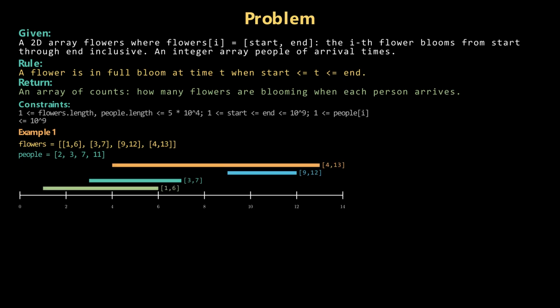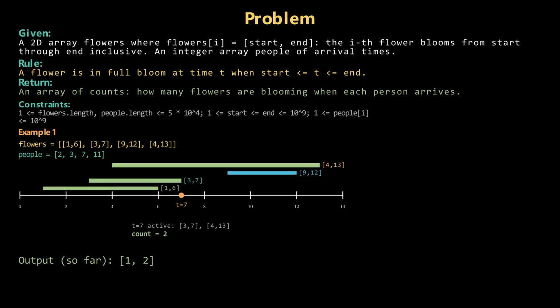Example 1, flowers [1,6], [3,7], [9,12], and [4,13], people arrive at times 2, 3, 7, and 11. Person at time 2, only the bloom from 1 to 6 is active. 1 flower in bloom. Person at time 3, blooms [1,6] and [3,7] are both active. 2 flowers in bloom.